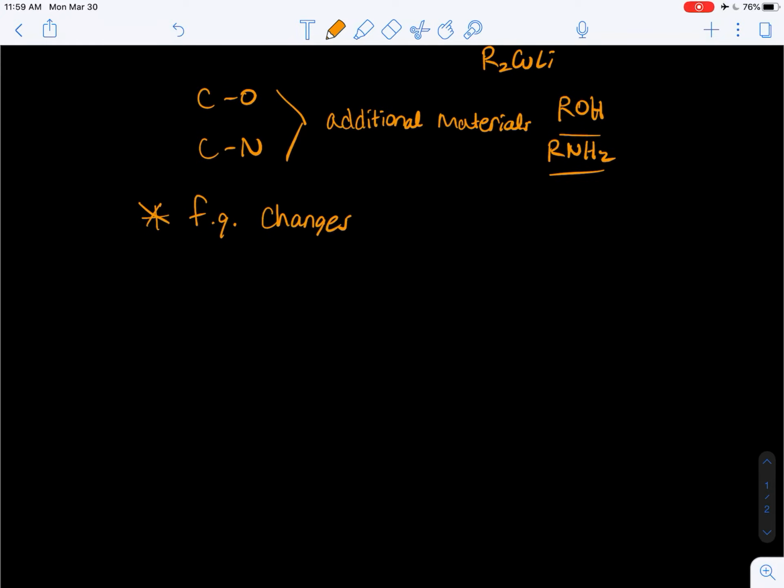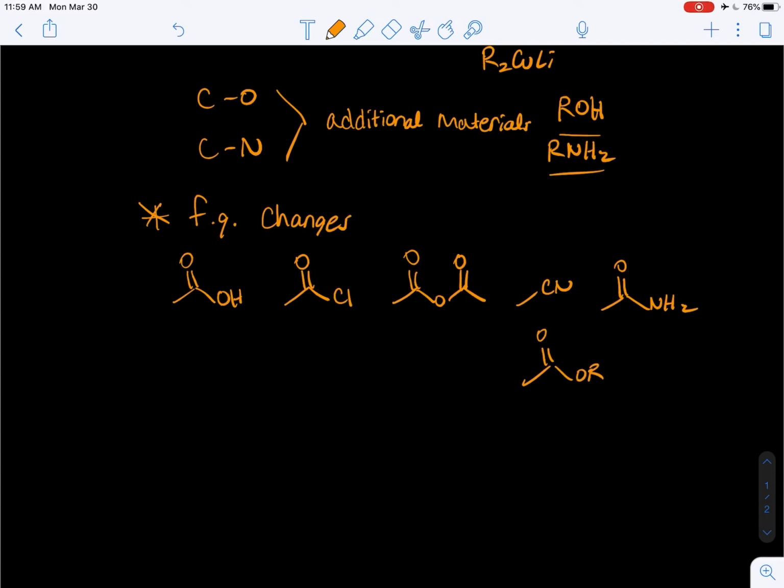Okay, and look at all the ones we've looked at. We've looked at carboxylic acids, acid chlorides, acid anhydrides, nitriles, amides, okay, and esters. So think about how the functional group is changing and what you might have to do to accomplish that, looking at the functional group chart on the other page.